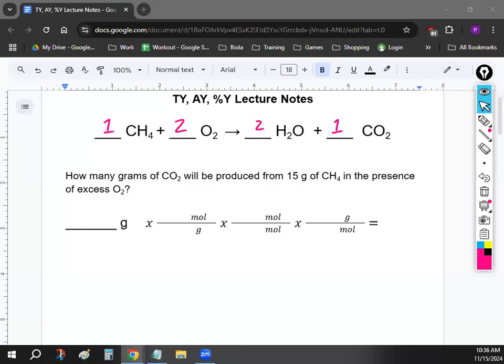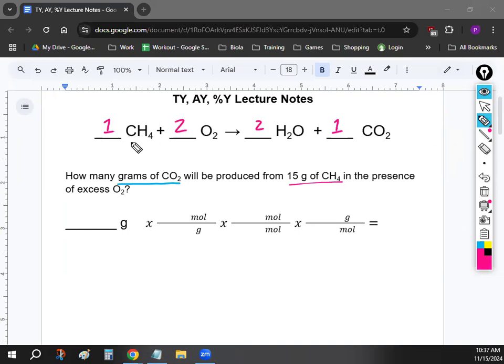All right, so I got the balancing up there for you guys. It's 1, 2, 2, 1. And then hopefully you guys were able to identify that your starting chemical is 15 grams of CH4, and then you are looking for grams of CO2. So you need to find the molar mass of CH4 and CO2.